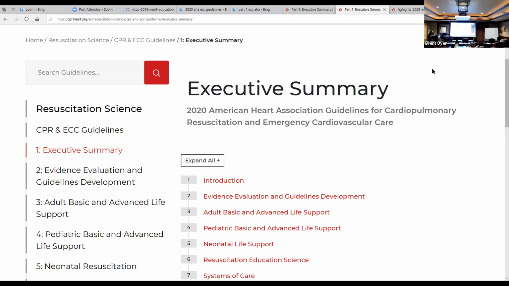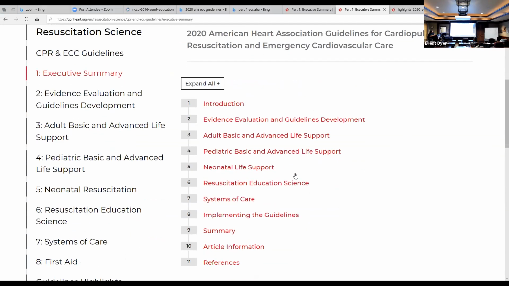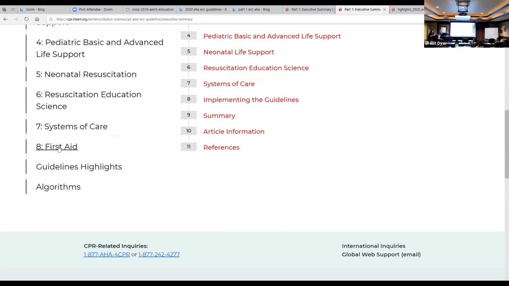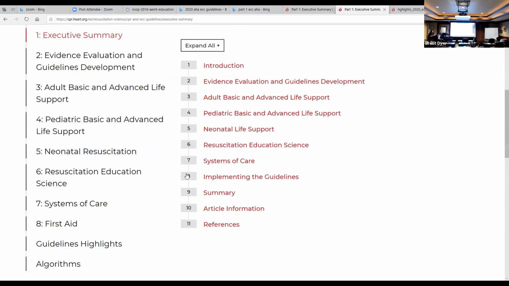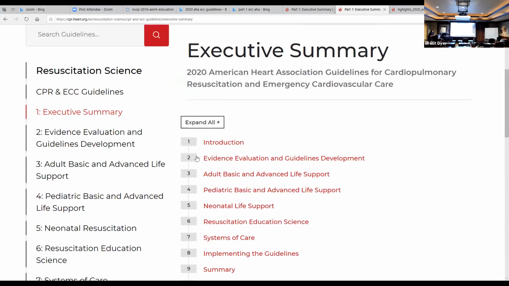Perfect. So looking at this, it's 8 parts. It goes on down over here to a summary. But look, what you really need to know is, I don't expect you to take time to read all this. But I tell you, there's parts of it you better read. For example, part 3, adult basic and advanced life support. So you will expand this, you'll click on it.